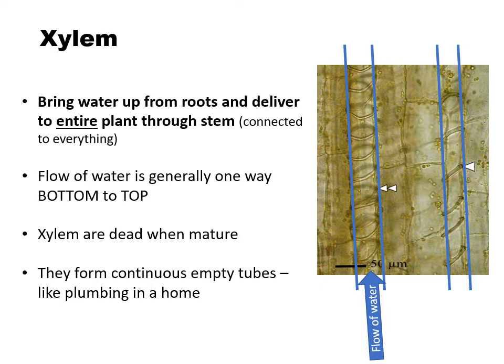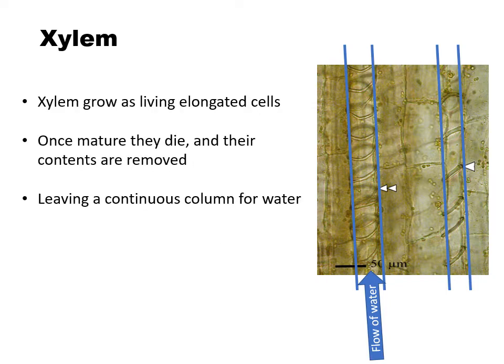Another really big difference between xylem and phloem is that xylem, when they're mature, are dead. So they start as a living cell, and then when they are fully formed, they die and the insides are flushed out, and you're left with empty tubes. So these tubes are connected so water can flow continuously.